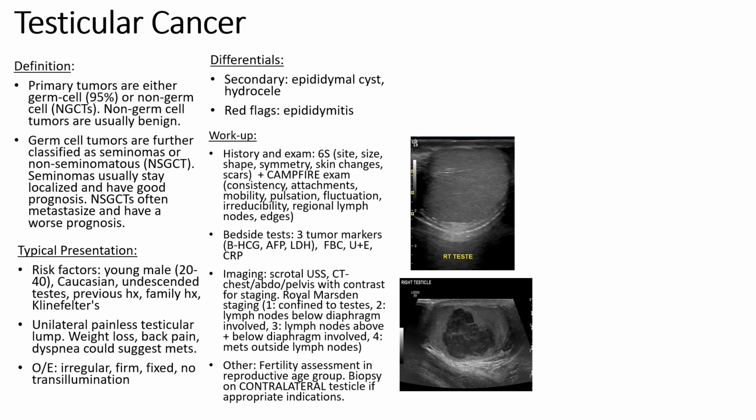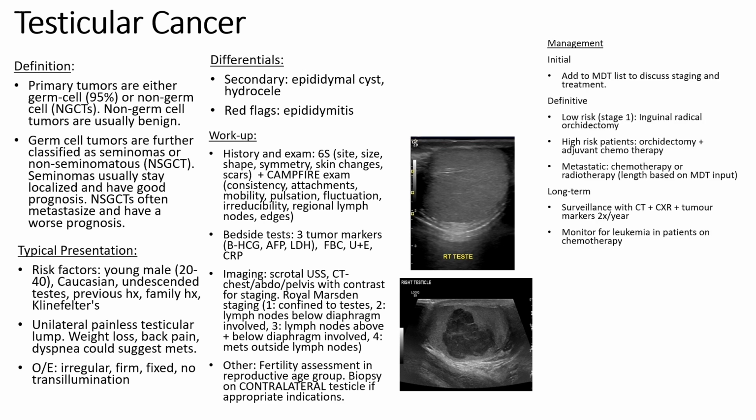Finally, we move on to management, and again, start by adding the patient to the MDT list. For low-risk tumors, resecting the testicle, epididymis, spermatic fascia, and cord via radical orchidectomy is the best, and this is done by the inguinal approach these days because it limits lymphatic disruption. For high-risk patients, usually adjuvant chemotherapy is also added, and then in metastatic patients, you go for a combination of chemotherapy and radiotherapy based on the MDT input.